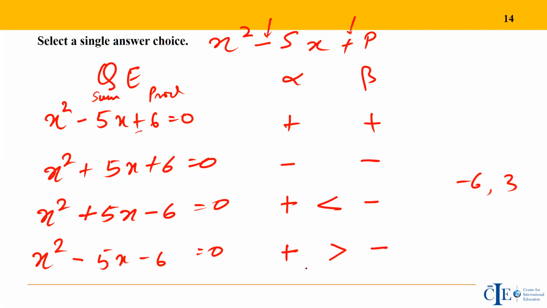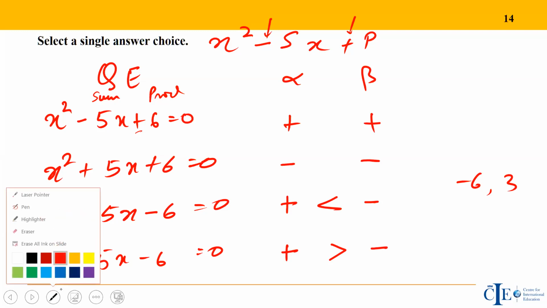So just by looking at the sign, if it's a minus plus, both roots are positive. If it's a plus plus, both the roots are negative. If it's a plus minus, negative is greater in magnitude than positive. And if it's a minus minus, positive is greater in magnitude than the negative. You don't even need to solve it. You just identify it from the options and then work on it.